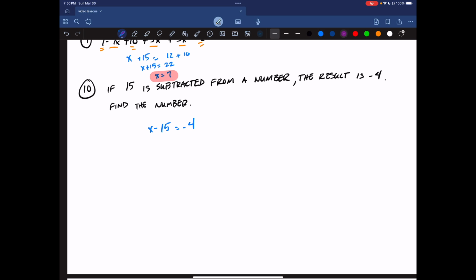All right, so this is going to be plus 15 on both sides. So x equals 15 plus -4. It's going to be 15 minus 4, which is 11. Okay, that's it.